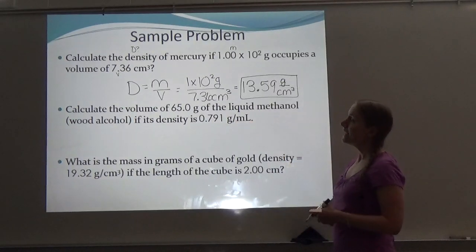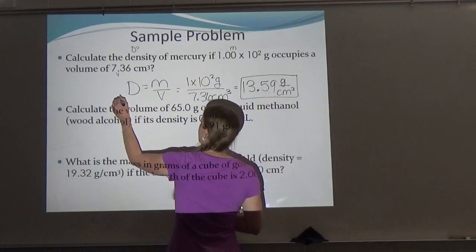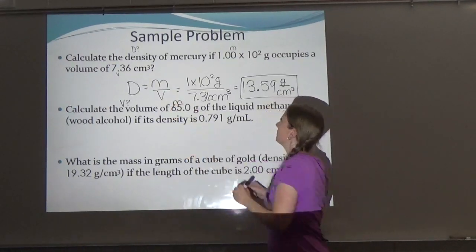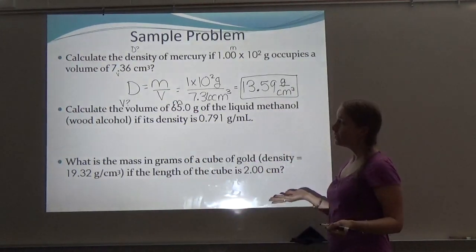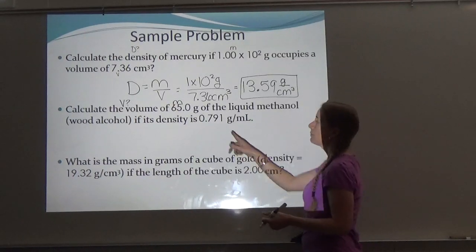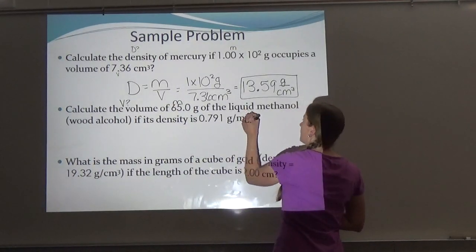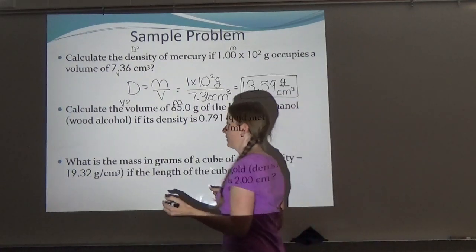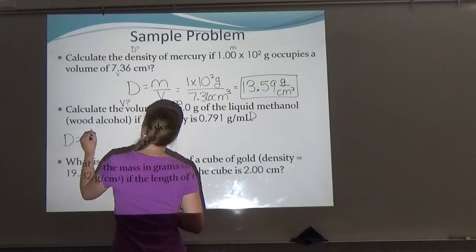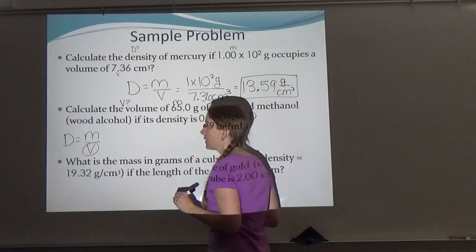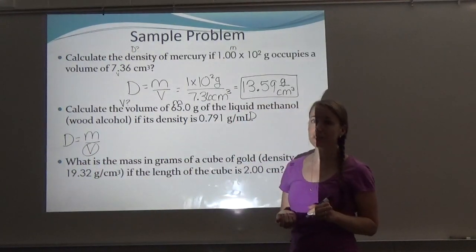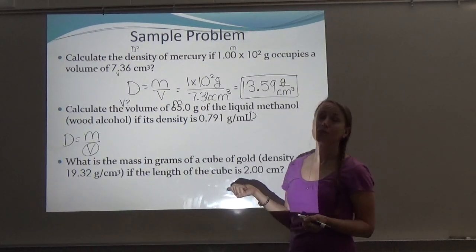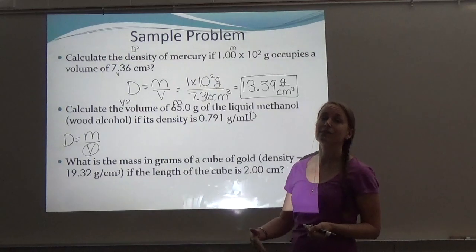Alright, so this one says calculate the volume. So this time we're going to look for V of 65 grams, so there's my mass, of the liquid methanol, wood alcohol, if its density is 0.791 grams per milliliter. Okay, so this time I have my mass and my density, I'm looking for volume. So we need to rearrange our formula to solve for volume. Now, if you struggle with rearranging formulas, I don't cover this a lot in class because I expect that you already learned this in algebra. However, if you did not, that would be something you would need to see me outside of class for tutoring for.